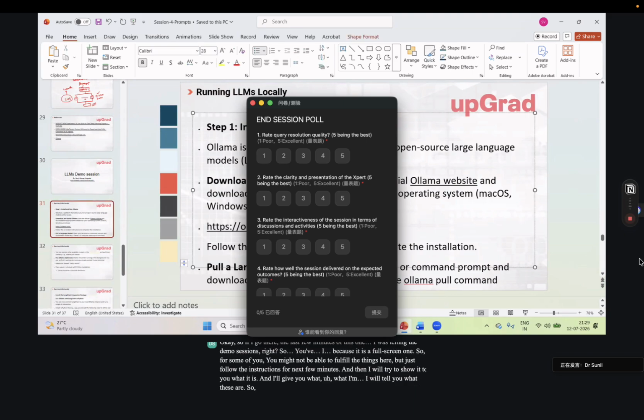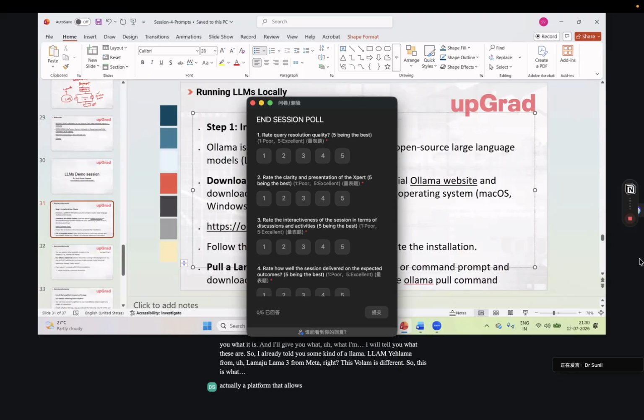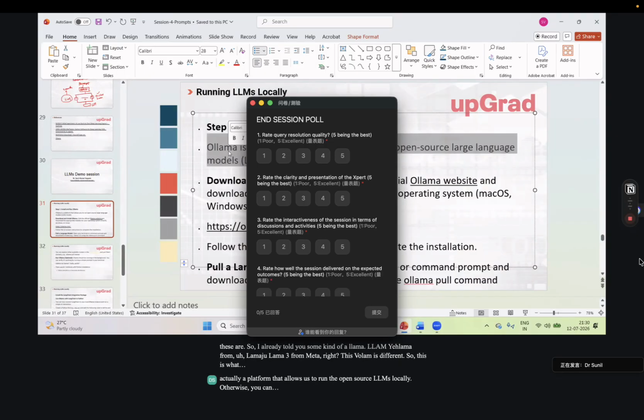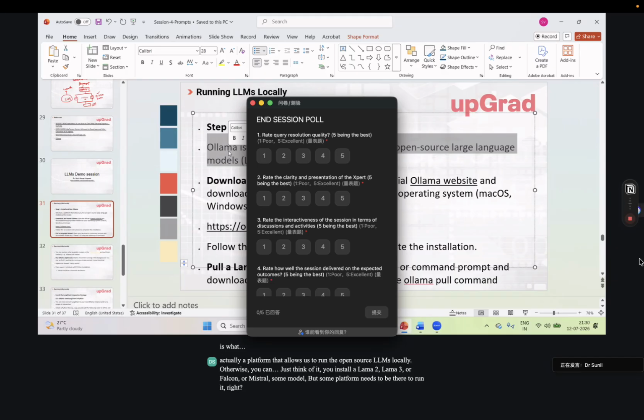So I already told you about Llama 2 and Llama 3 from Meta, right? This Ollama is different. It is a platform that allows us to run open source LLMs locally. Otherwise, you can just think of it as, you install Llama 2, Llama 3, or Falcon or Mistral, some model, but some platform needs to be there to run it, right? That is the kind of platform this Ollama is.